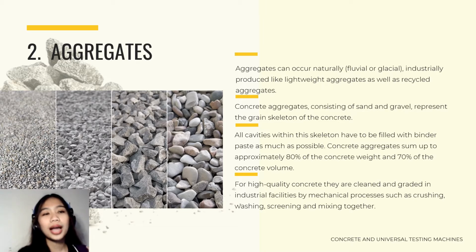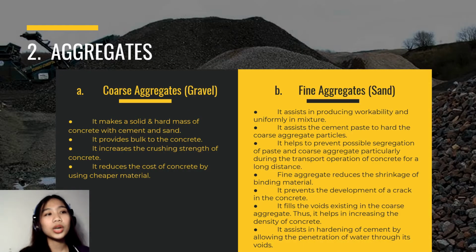So, yung mga concrete aggregates natin, sinasum up to approximately 80% of the concrete weight and 70% of the concrete volume. So, para sa mas magandang quality ng concrete, nililinis nila or ginigrade nila itong mga aggregates by mechanical processes such as crushing, washing, screening, and mixing together. And under aggregates, meron tayong dalawa, which is coarse aggregates or gravel and fine aggregates or sand.